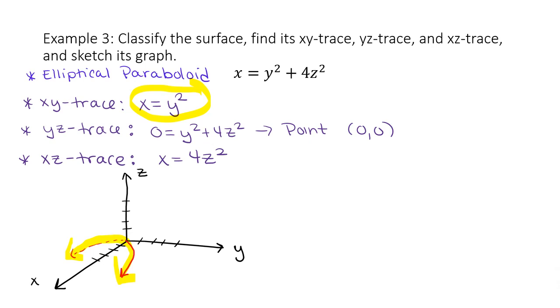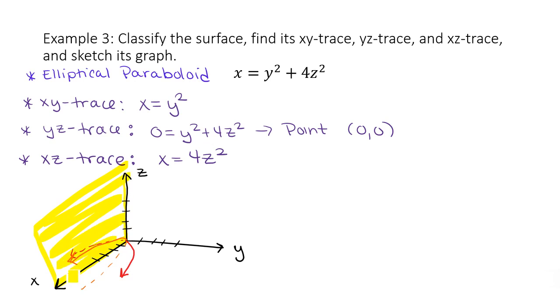So that's my XY trace. And then my YZ trace is just a point. There's really nothing to graph there. But in the XZ plane, I know it's hard to see when you're just looking at a picture, but if I think about what it looks like in this XZ plane, I'm also going to see a parabola. And that parabola is also going to open to the positive x direction. I've tried to draw that in orange, another parabola in this XZ plane as well.